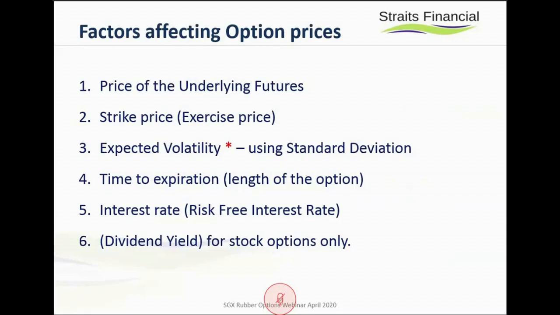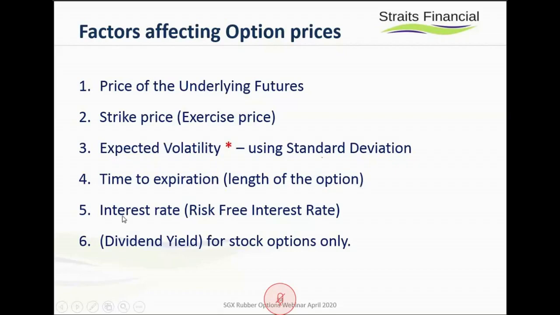So, you know, recently the stock market has been very volatile. The S&P 500, the Dow Jones contract, you know, it goes up and down. Okay, those are high volatility. And this volatility can be calculated using standard deviation, all right? And the higher the volatility, the more expensive the option is. Okay. Next is the time to expiration. The longer the length of the option, we call it the tenor of the option. A 3-month option will be more expensive than a 2-month option because the time to expiration is longer.